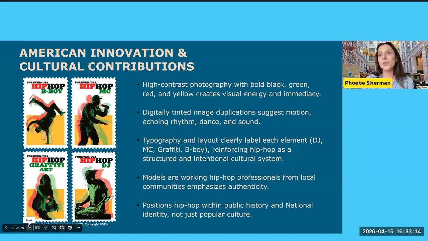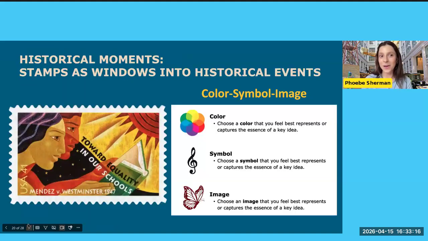So let's go to, I think, the last stamp that we're going to look at during our time together. But we're still going to keep practicing this color, symbol, image thinking routine. So I'm going to invite you, as we've been doing, to share a color that you feel represents this stamp, a symbol that you feel captures the essence of this image, and then an additional image itself. What does it make you think of?